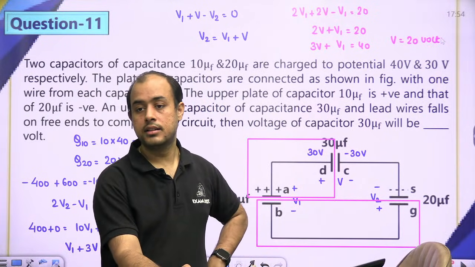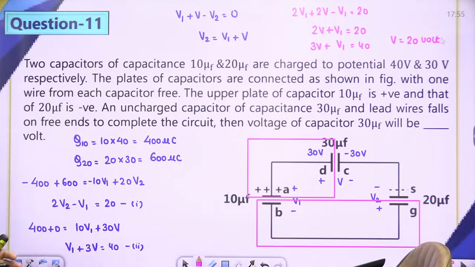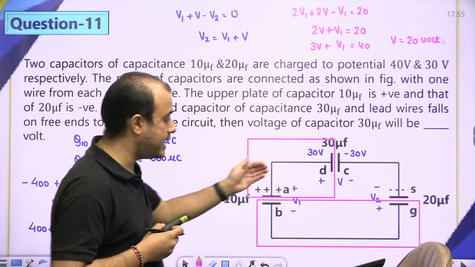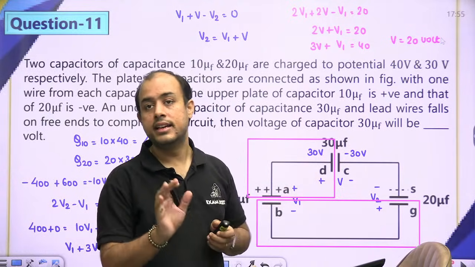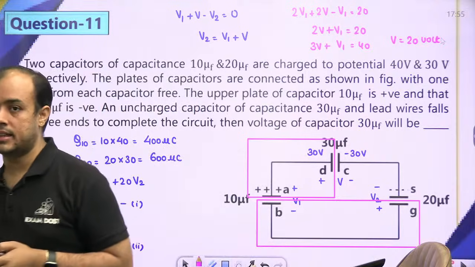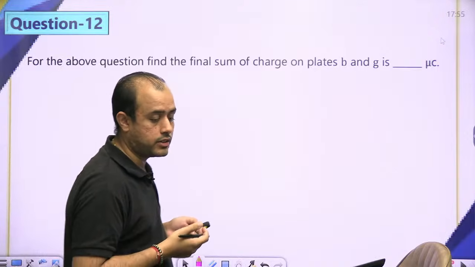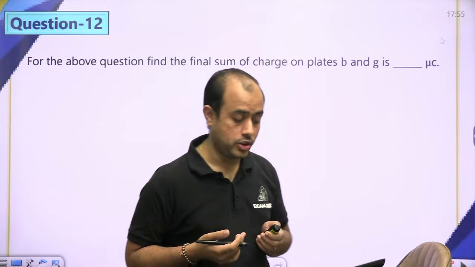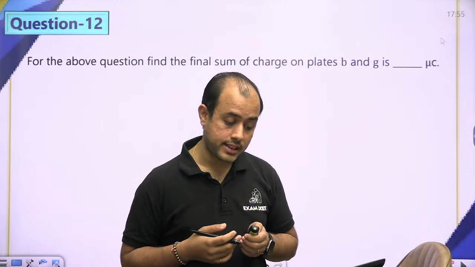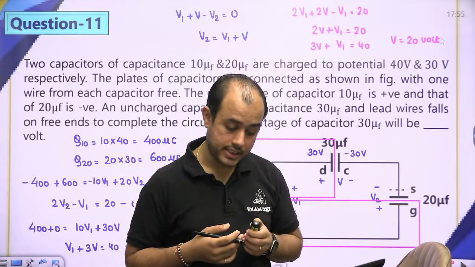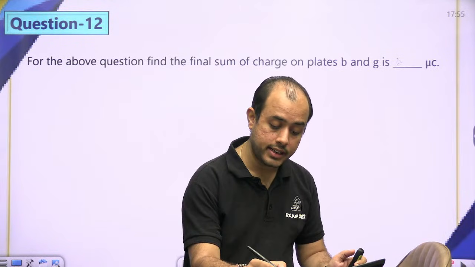Okay. Did you understand how we applied the logic? We used the KVL equation, and the plates that are connected together, their charge should be constant. Their total charge should remain the same. This is an important problem from the GATE point of view, for both network theory as well as your EMT. Now, for the above question, find the final sum of the charges on plates B and G. So the total charge of B and G, beta, will remain 200.